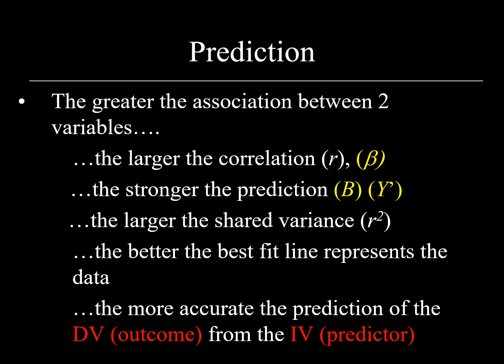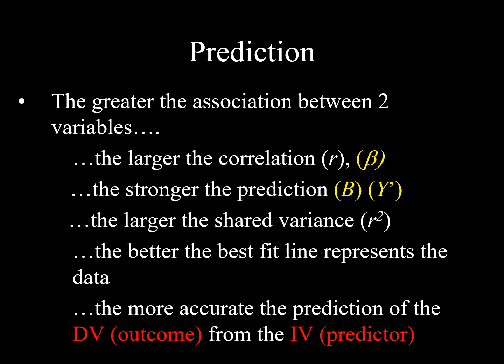So in the case of a regression, we're going to get more information than just that beta, that test statistic. We're also going to get a b and a y prime. And these are basically information about how to do the prediction. The larger the shared variance, so the effect size. The effect size is the same, generally speaking.